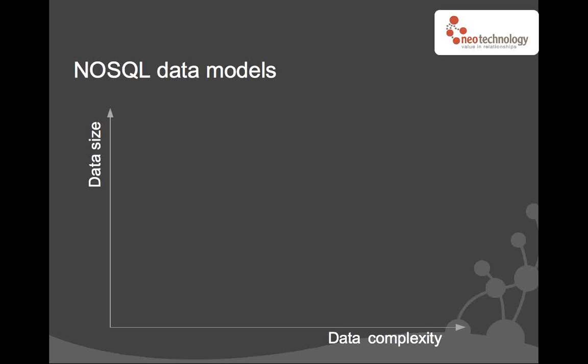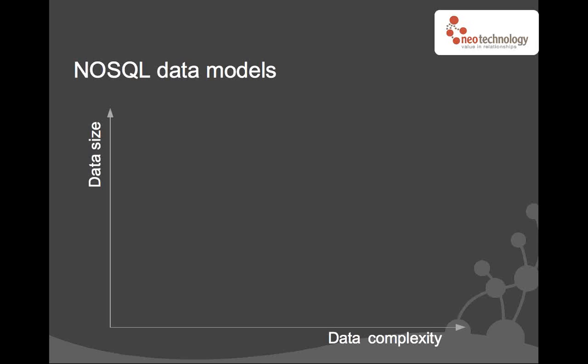And dataset size, on this axis, the y-axis on this chart, is basically how does your system cope with more and more data that looks sort of the same. Whereas data complexity is how does your system cope with more and more data that does not look like the other data in the system. More and more connected data, more and more semi-structured data.